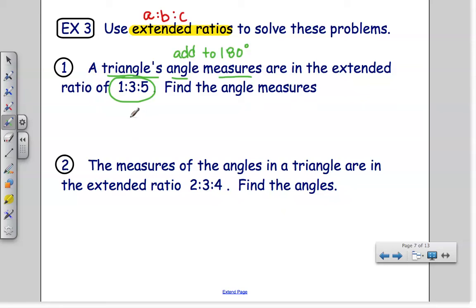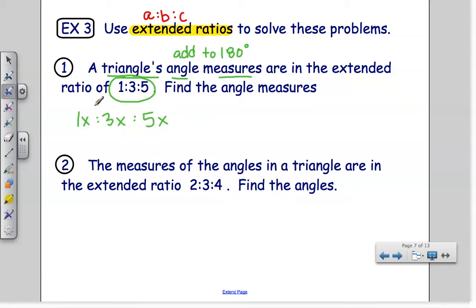But I can generalize to anything in the world that would be 1 to 3 to 5, as long as I multiply 1 and 3 and 5 by the same number, it will still be in the ratio 1 to 3 to 5. So I'm going to do 1 times x, 3 times x, 5 times x. That's my ratio that would generalize to anything in the world that would be 1 to 3 to 5.